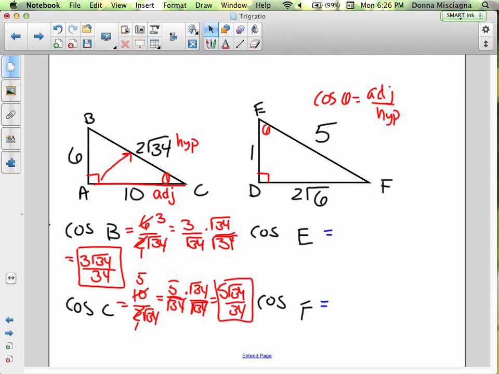All right, now let's try this one. This one's a little bit easier problem. All right, so we have cosine for angle E. We already got the little theta there in E. No matter what, this is the hypotenuse.